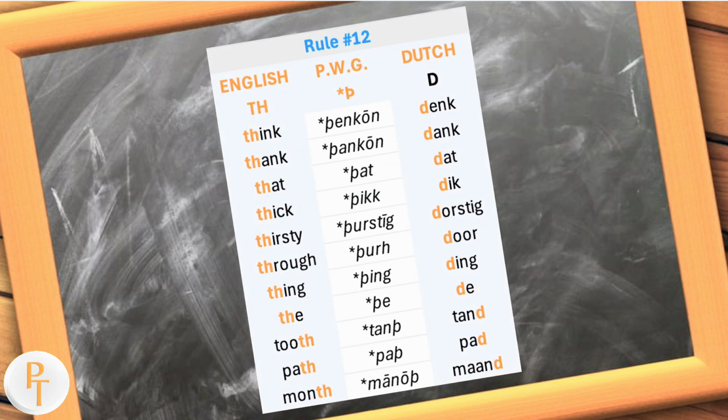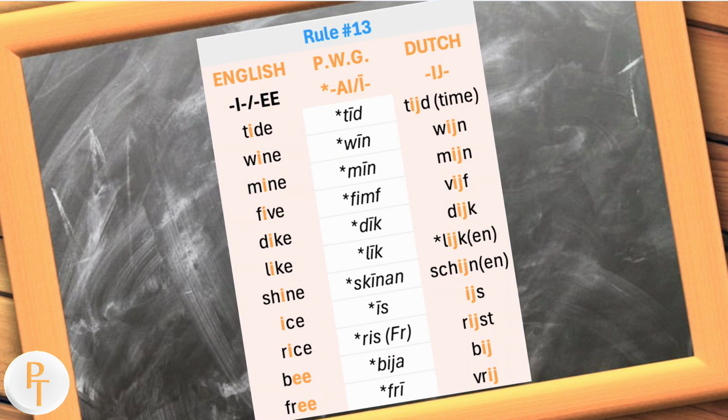Rule number 12. Words in Proto-West Germanic starting with the thorn sound, English retains that phoneme as a TH, but Dutch and German turn them into Ds. For instance, think, denk. Thank, dank. That, dat. Thick, dik. Thirsty, dorstig. Thing, ding. Rule number 13. Words in Proto-West Germanic having a long E sound, English turned them into I's, in some cases double E, and Dutch turns them all into A sounds.